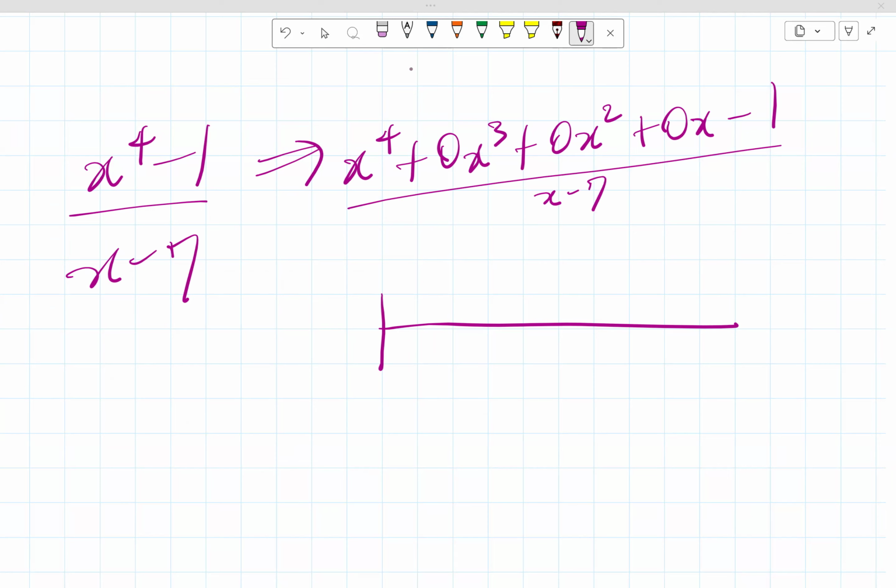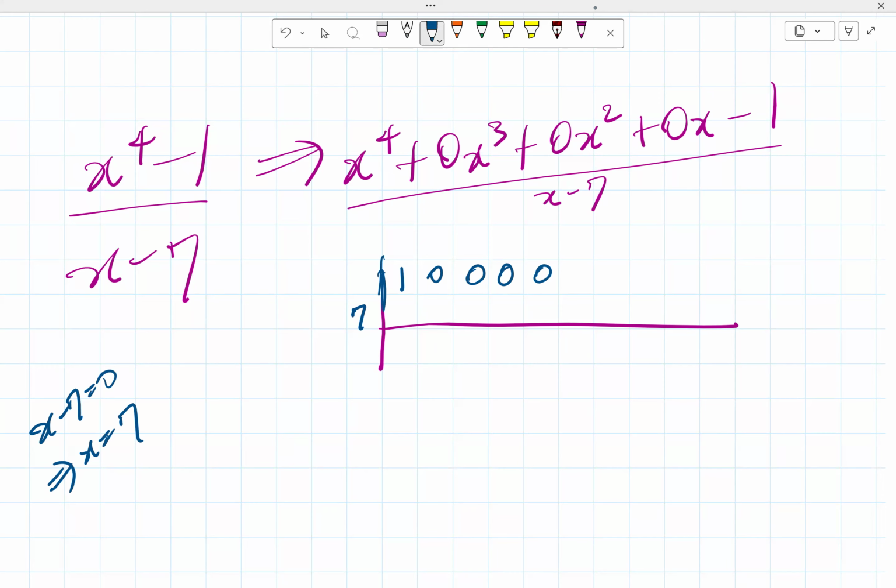Now, let me change the marker to blue. Here you put your c. Of course, x minus 7 equals 0, that implies that x is equal to 7. So I put 7 here. Then I put the coefficients. The first one is 1. The second one is 0. The third is 0. The fourth is 0. The fifth is 0. And then the last is minus 1. Maybe I should have spaced all of that out, but it's okay, I think we can use this.